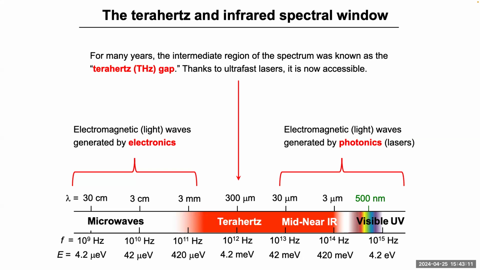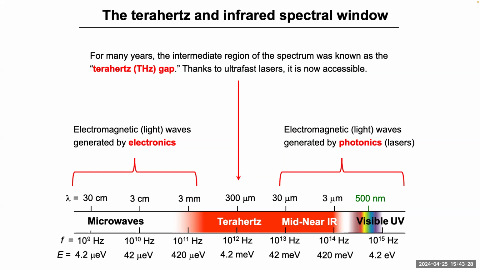Because it was hard to make some strong coherent source. Now, we can kind of easily get into this range. And what we do is we use a trick. We start with an ultra-fast near-infrared laser, which we can purchase. And then we use nonlinear optics to frequency down convert it, generating these terahertz pulses.